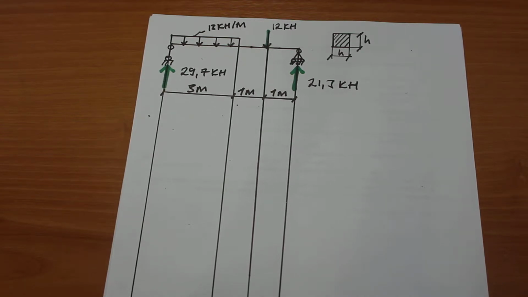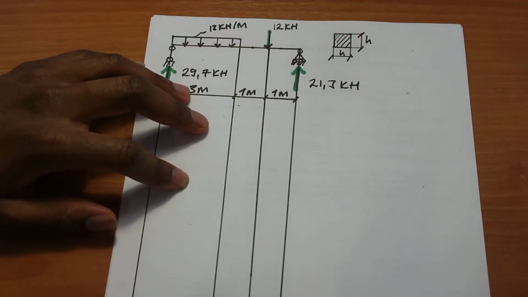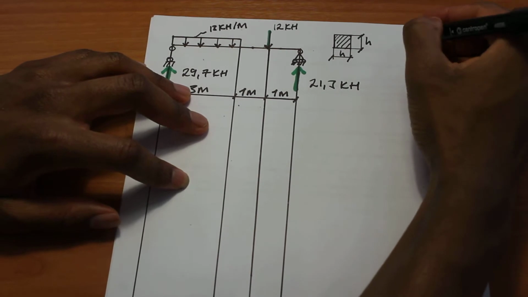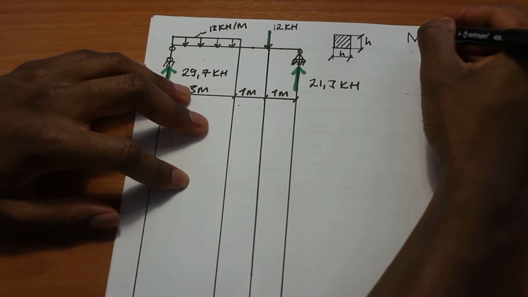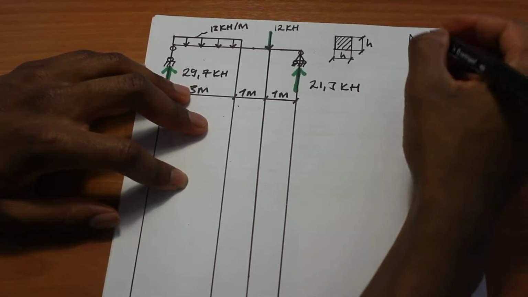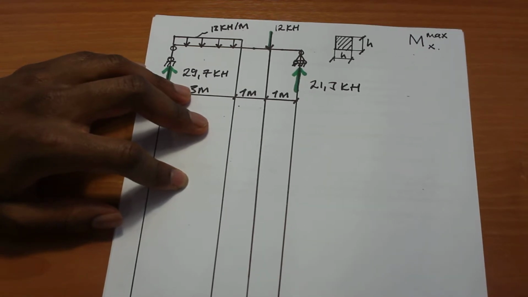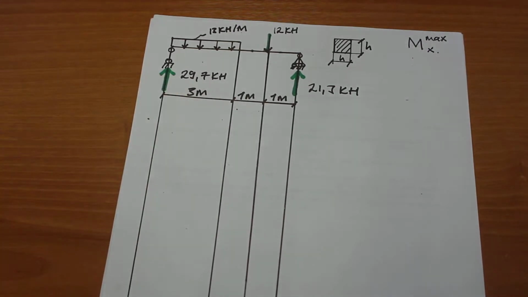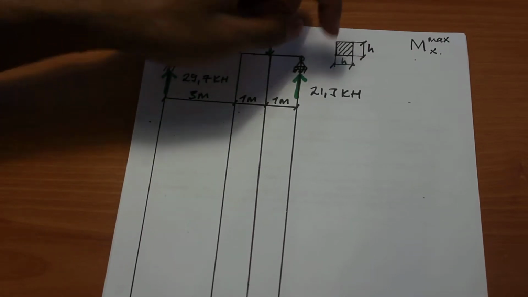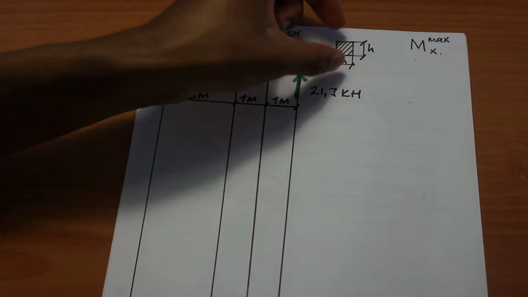Our task today is to determine the maximum bending moment, Mx. This will be our task today, and this is very important because it takes us a step closer to what we are looking for, the value of h, the dimensions of this cross section.